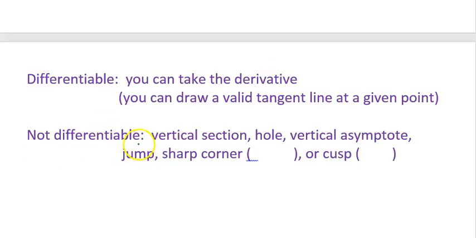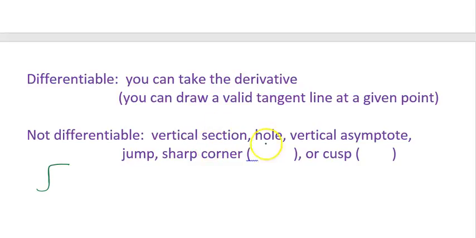Now, not differentiable are all those places that we've been talking about that have problems. If the graph has a vertical section, the tangent line would be vertical, and if the tangent line is vertical, its slope is undefined. So that derivative would be undefined, so that would not be differentiable. A hole: you can't draw a tangent line to something that's not there, so that's not differentiable. Again, a vertical asymptote, you can't draw a tangent line to something that's not there. A jump, again, you can't draw to either end. It's just one of those places where a tangent line is impossible to draw.